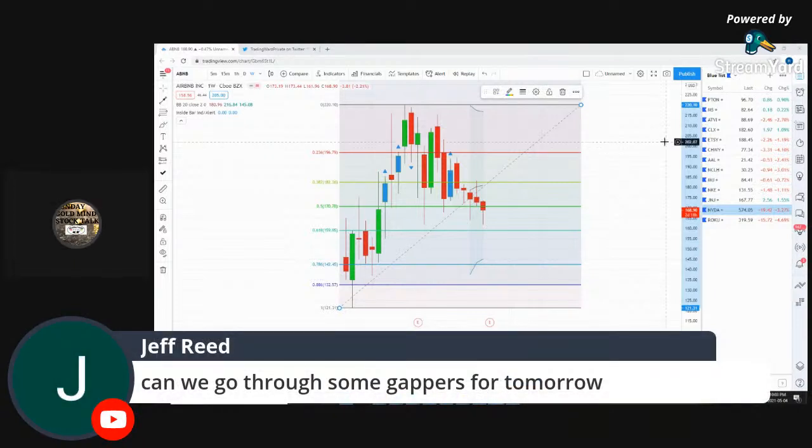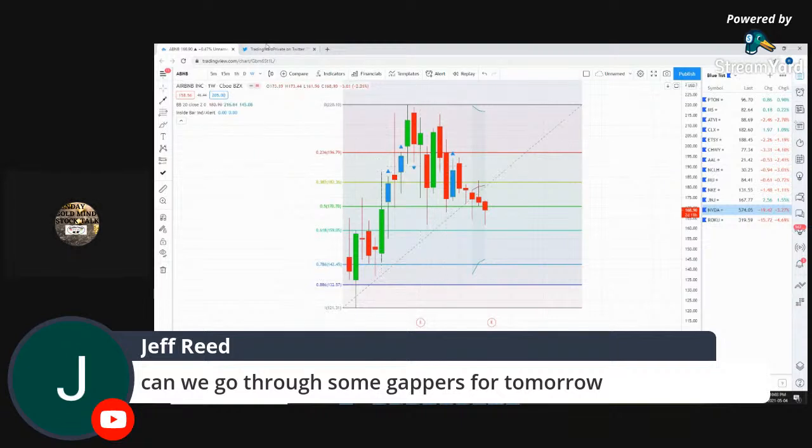Jeff says, can we go through some gappers for tomorrow? So Jeff, we don't know what's going to gap up until the morning, right? Because overnight, these stocks are going to be traded. Futures are going to be trading. It's going to gap the overall market up or down. So we don't know until maybe around 8:30, 9 o'clock. Then we can see which stocks are going to be gapping. Right now, we won't see it because the stocks are closed. The futures market is running. And then in the pre-market, when we open up, we can see which ones are gapping. So we won't be able to make those decisions right now.